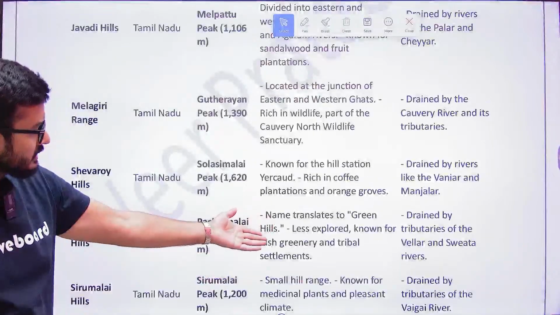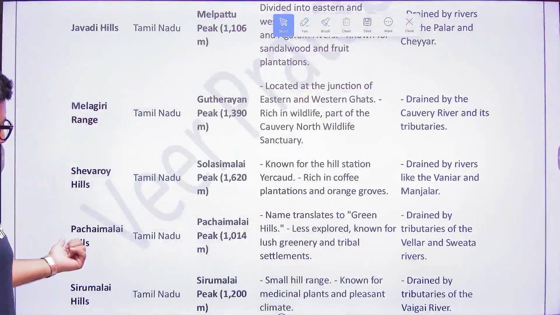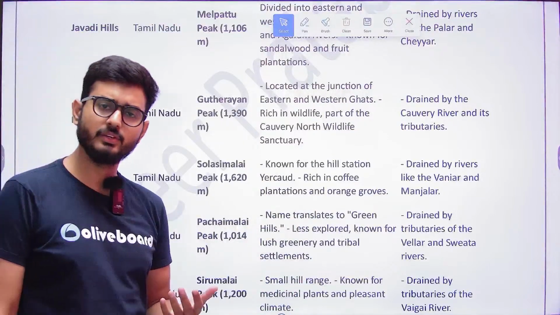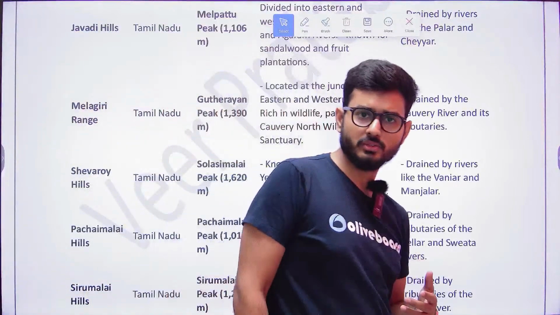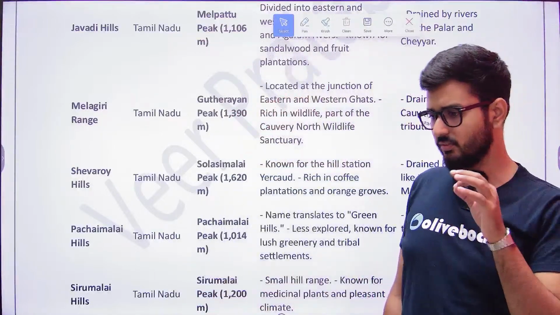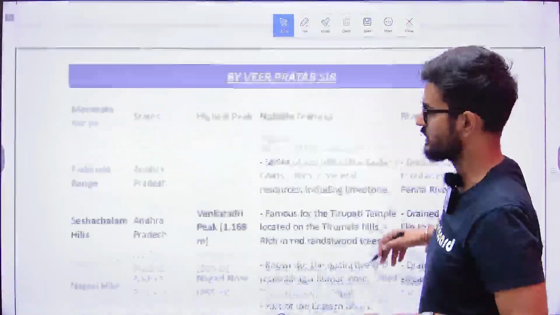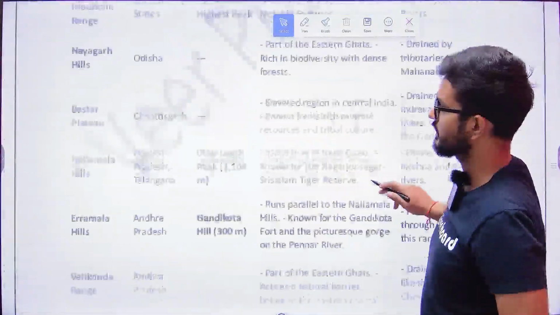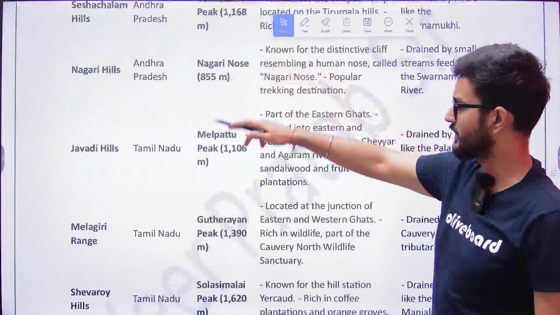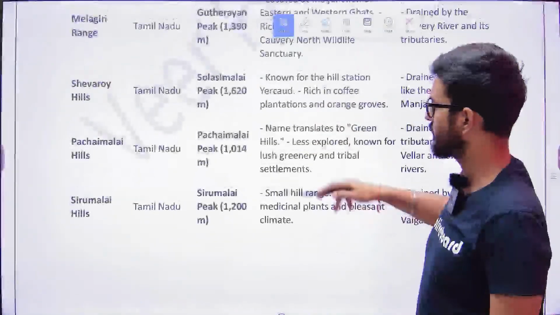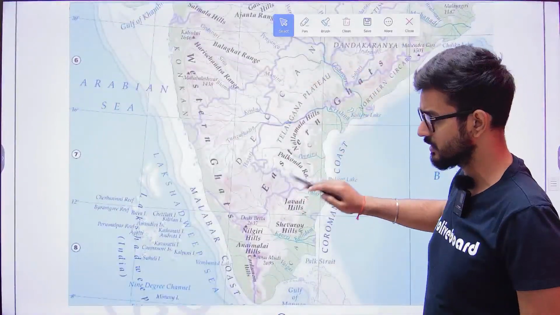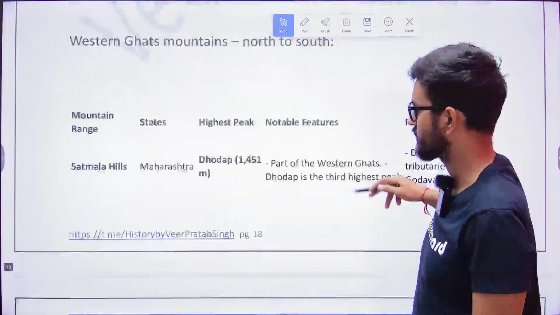For example, just look at this name, the particular Pachaimalai hills, the name translates into green hills. Not many knew about it. Then there is going to be the Blue Mountains. One is in the northeast, and another, even the Nilgiris, are also known as Blue Mountains. Then there are other South Indian hills and ranges. You can just look at this, look at the peaks also there. So these peaks also you will have to remember, and this is the mapping of these particular peaks.